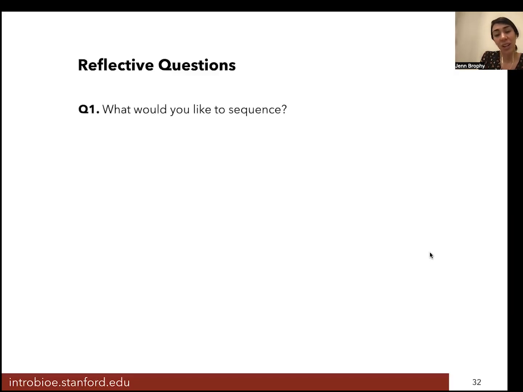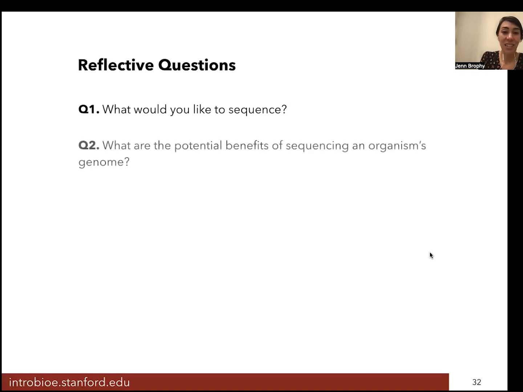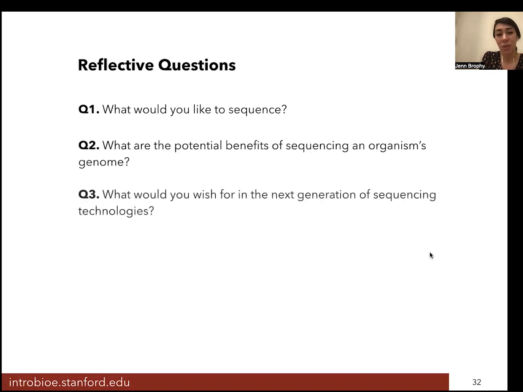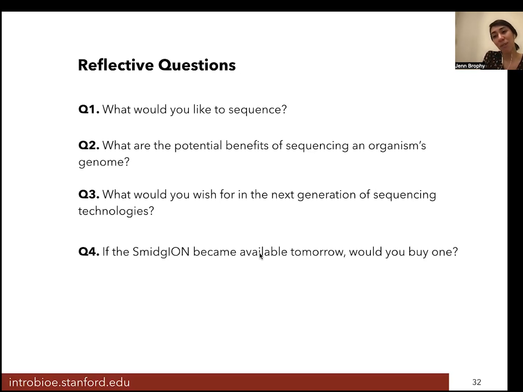Okay, so as you were listening today, I'd like you to reflect back on what you would like to sequence if you had the capacity to sequence something. What are the potential benefits of sequencing an organism's genome? What would you wish for in the next generation of sequencing technologies? I told you a little bit about the advantages and disadvantages of the ones that we already have, but are there any other things that you might wish for a DNA sequencing technology to be capable of? And then if SmidgION became available tomorrow, would you buy one? What would you do with it? I think that's fun to think about. All right.